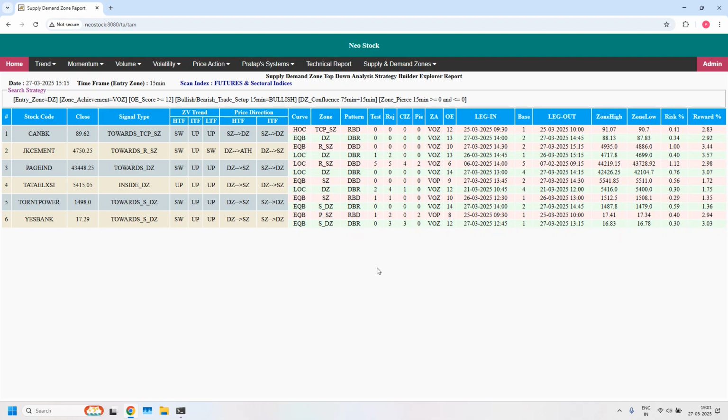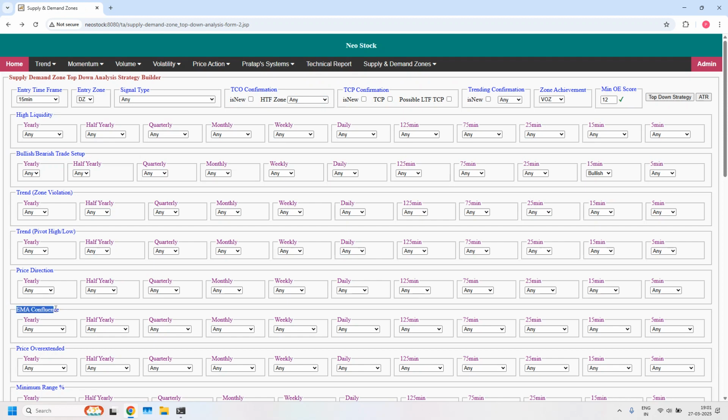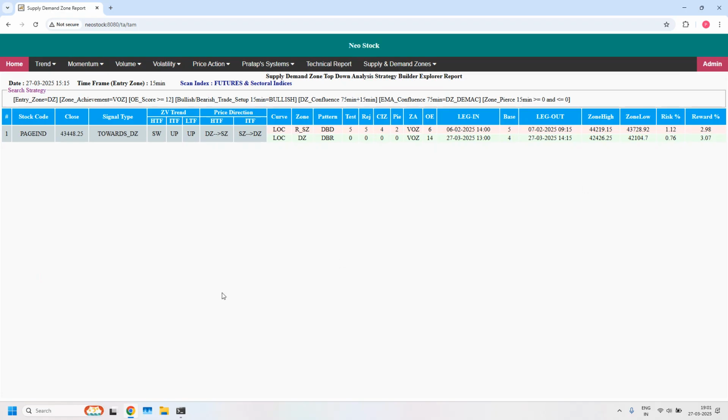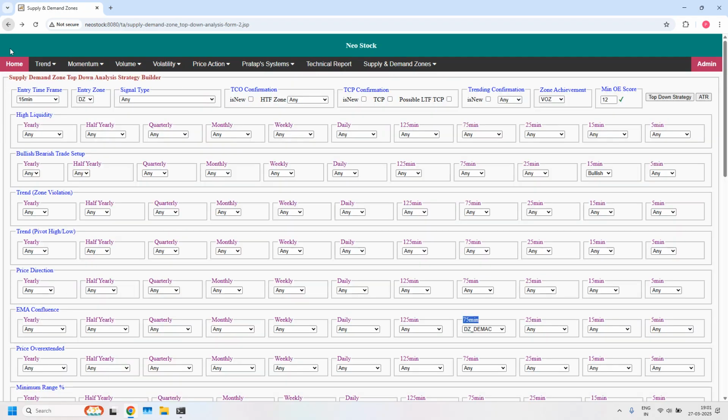So let's filter based on the EMA confluence. Because 15 minutes demand zone is at this 75 minutes demand zone, I'm selecting 75 minutes demand zone having daily EMA confluence. Anyway, 75 minutes trend is up in all the stocks. We got one stock. So this demand zone is having even more high probability to get success. Okay, next we will look into LTF, ITF and HTF demand zone confluence supported stocks. Removing this ITF EMA filter.